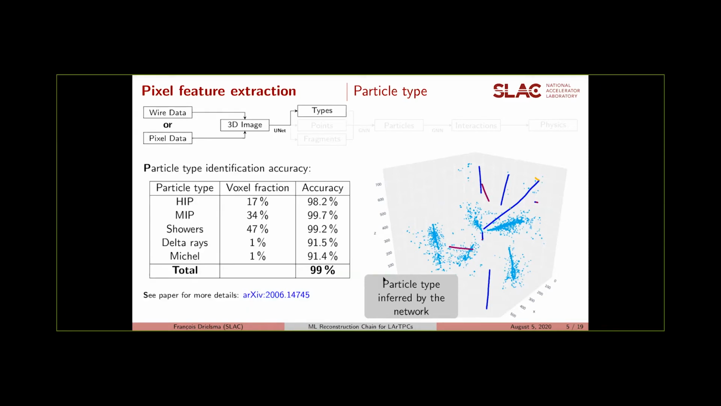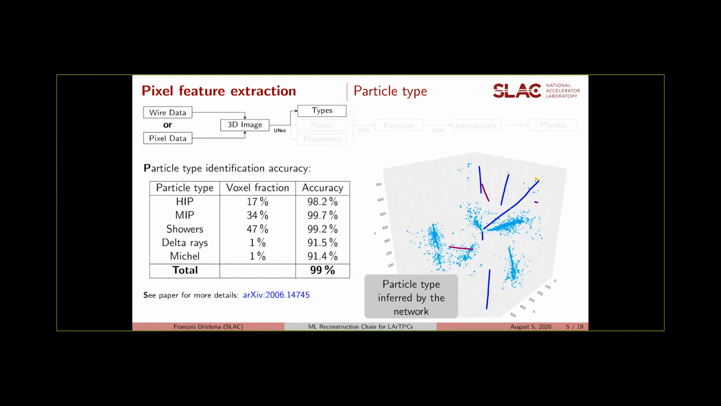And so on the next slide, what I'm showing is the performance of the network by showing the voxel classification accuracy for each of the 5 classes that I just mentioned. And what you can see is that for the classes that are most represented in our data set, namely minimum ionizing particles and showers, the accuracy is very high. It's above 99%.